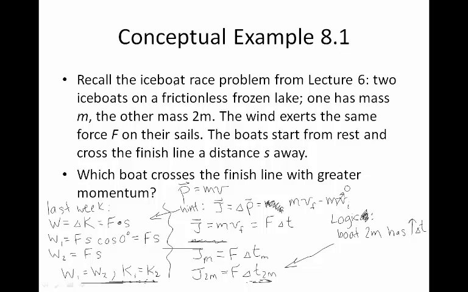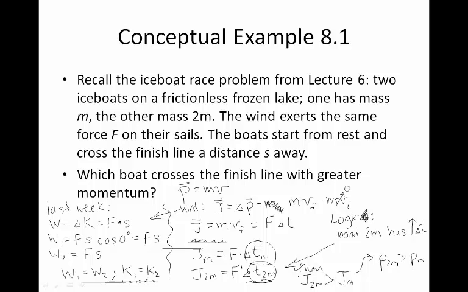So that means with this number being bigger than this number, the force numbers are the same. Then that means the impulse of the heavier boat is greater than the impulse of the lighter boat. And we just said impulse is defined as the final momentum. So if their impulses are greater, then the final momentum of the heavier boat is going to be greater than the final momentum of the lighter boat.